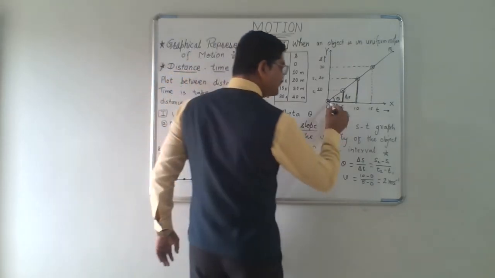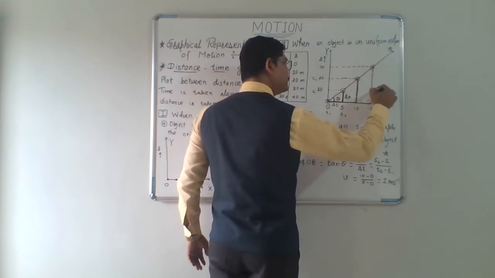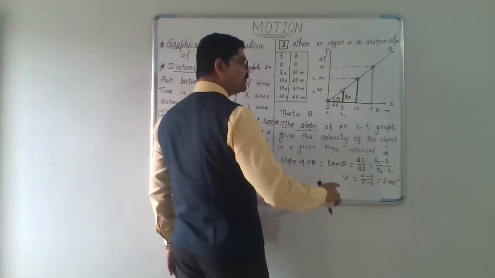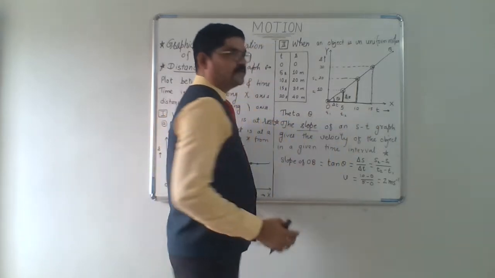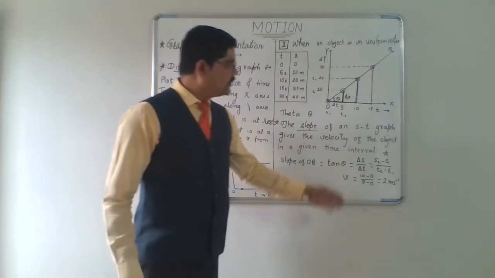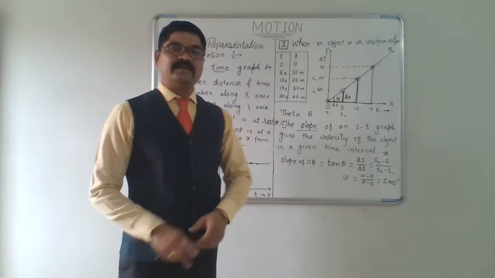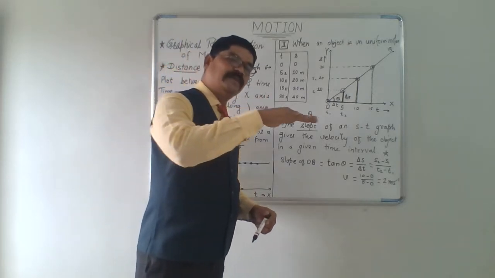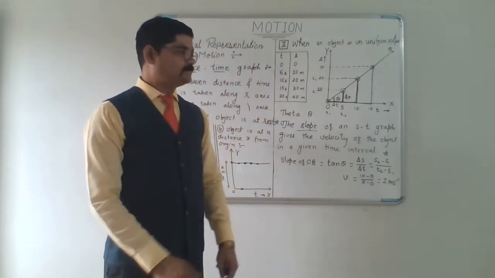Not only this, if I take the third one, the interval 0 to 15 seconds, then also we will get 30 minus 0 upon 15 minus 0, 30 upon 15, that is 2 meter per second. In all the cases, since it is uniform motion, the object is moving with a uniform velocity of 2 meter per second. It is covering equal distances in equal intervals of time.